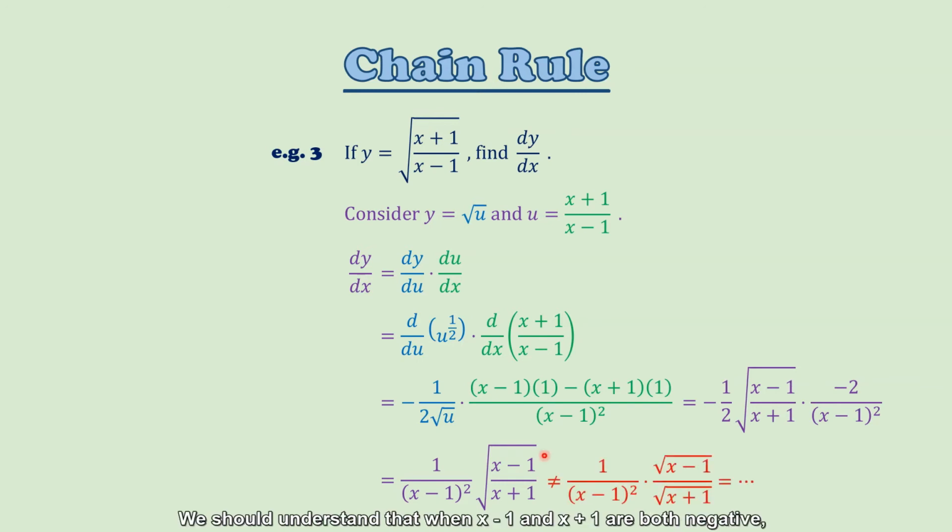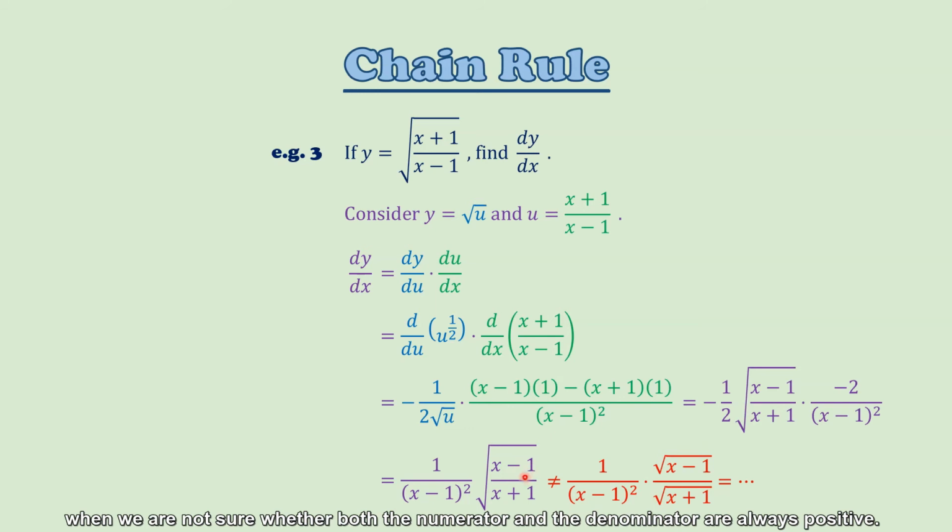We should understand that when x minus 1 and x plus 1 are both negative, this function is defined because we're taking the square root of a positive number. However, these two square roots are not defined because we're taking the square root of a negative number. That means we should never split the root sign like this when we are not sure whether both the numerator and the denominator are always positive.